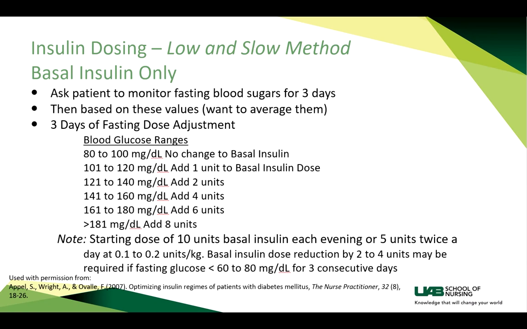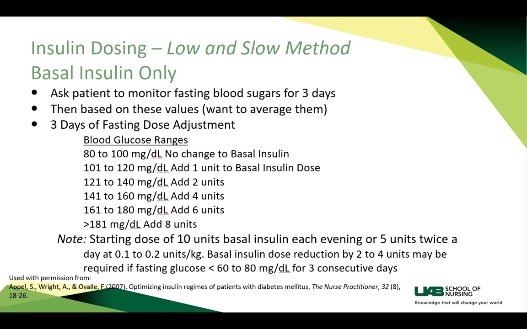So if we take a look at their average of the last 3 days of blood sugars, and their blood sugars are 115, based on the algorithm we have here, we would add 1 unit of basal insulin to their current dose. So if the patient was on insulin glargine 20 units once a day and their average was 115, we would ask them to go up to insulin glargine 21 units once a day, sub-Q. So that's how you read that chart and how you apply that chart.